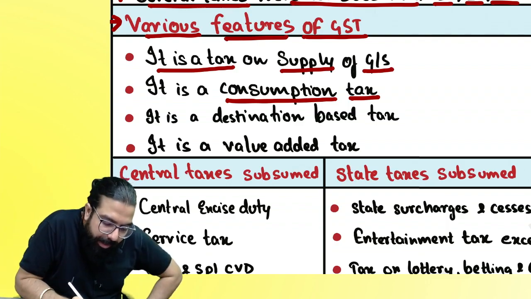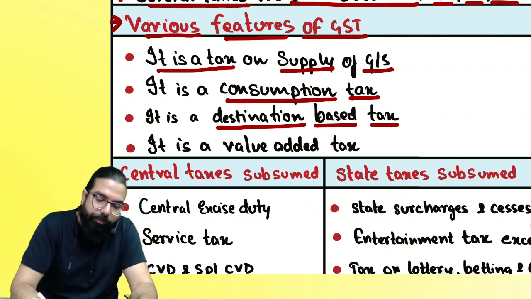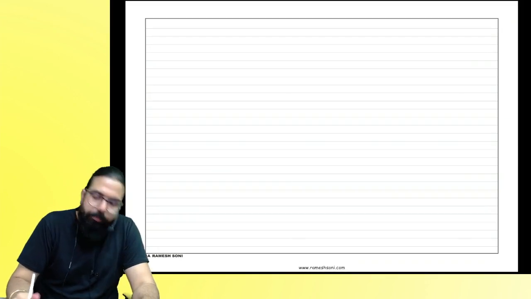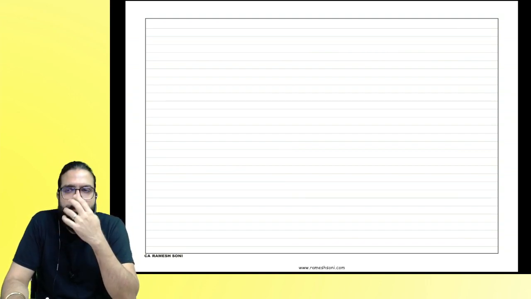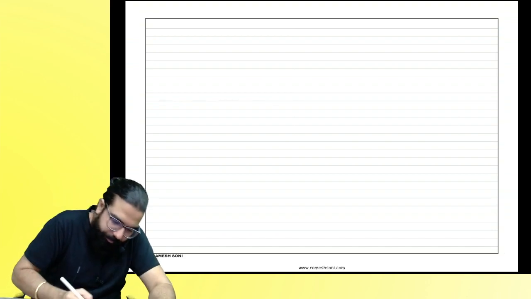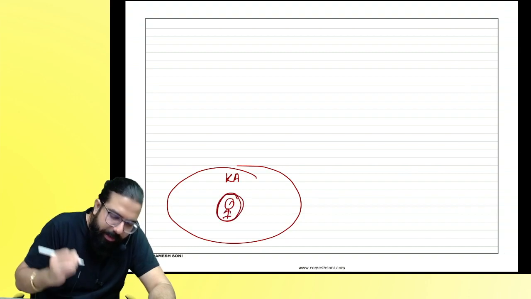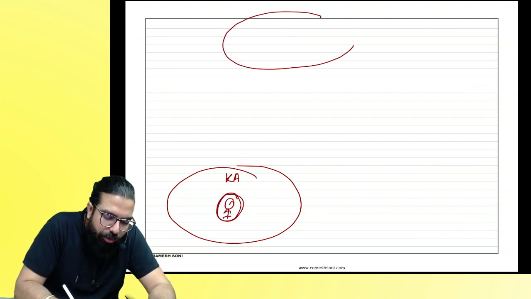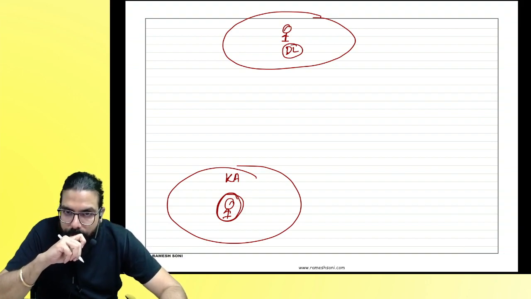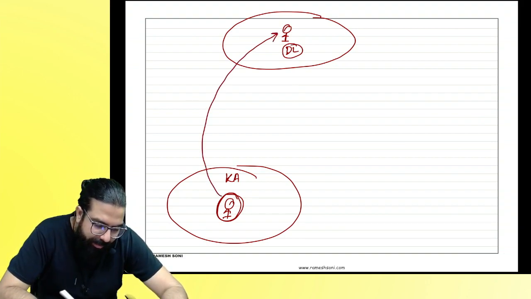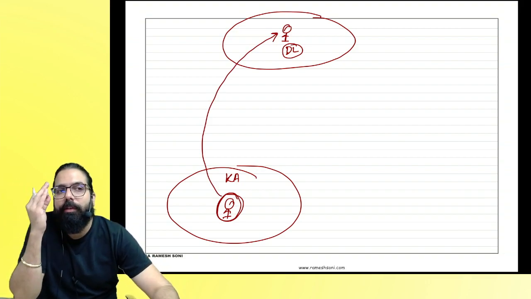The next one over here is it's a destination based tax. What do you mean by destination based tax? That you have to understand over here. Listen. Supposing this is the state of Karnataka. I am a person who is doing manufacturing in the state of Karnataka and I sell my goods to a person in Delhi. What is the origin of the goods? And what is the destination of the goods? Delhi. On these goods, which government should get the tax? Karnataka or Delhi?